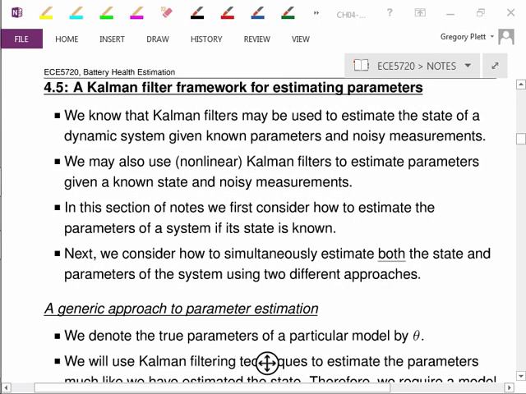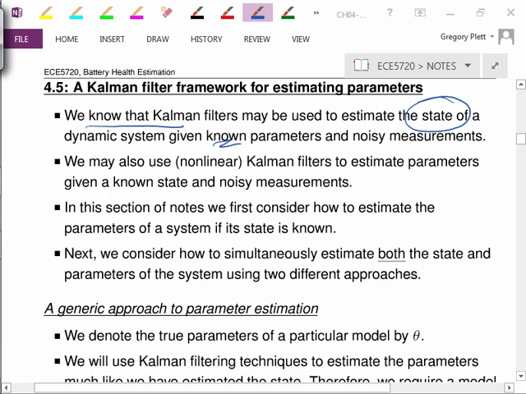The first approach that we consider for estimating the total capacity of a battery cell is a Kalman filter-based approach. So everything that we learned back in Chapter 3 is now going to be applied in a different context where we were looking at estimating a state of a model before, and now we are looking at estimating parameters of the model.